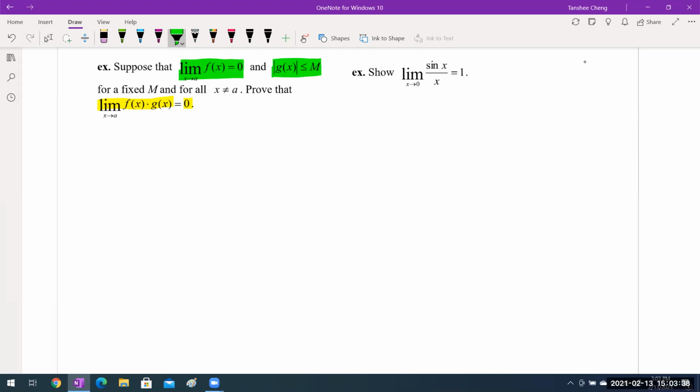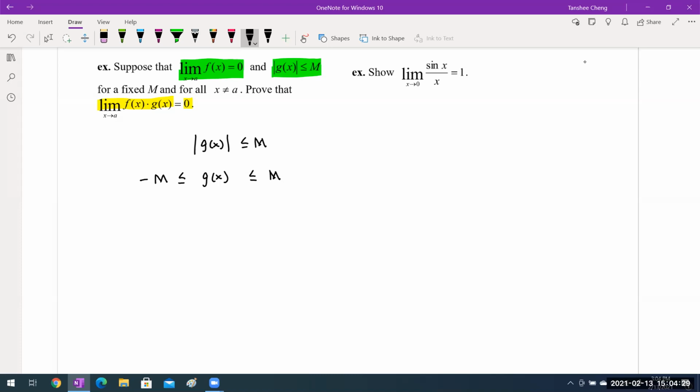So we want to use the squeeze theorem idea to apply this. For the squeeze theorem, the first criterion that we need to have is what? Bounded functions. So we're going to try to create bounded functions. In this case, the starting point will be one of the givens, the absolute value of g of x is less than or equal to M. By the definition of the absolute value inequality, I can use the equivalent statement saying this g function is bounded between negative M, the constant, and positive M.